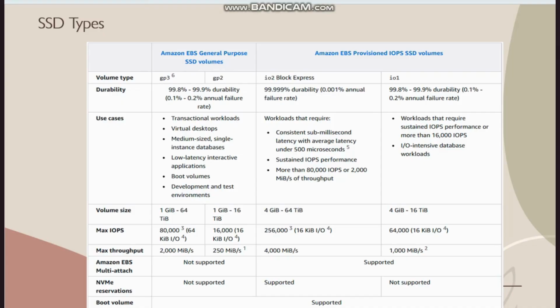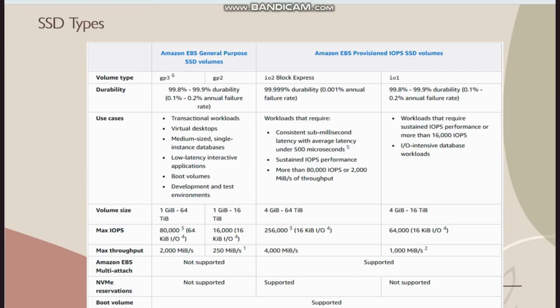We can choose the general purpose SSD, GP2 or GP3. The volume size for GP2 is 16 terabytes and GP3 is 64 terabytes. The maximum IOPS for GP2 is 60,000, but GP3 provides 80,000. The throughput for GP2 is only 250 megabytes per second, and GP3 provides 2000 megabytes per second. Multi-attach EBS volume is not supported in both GP2 and GP3, and boot volume is supported for both SSD volumes.